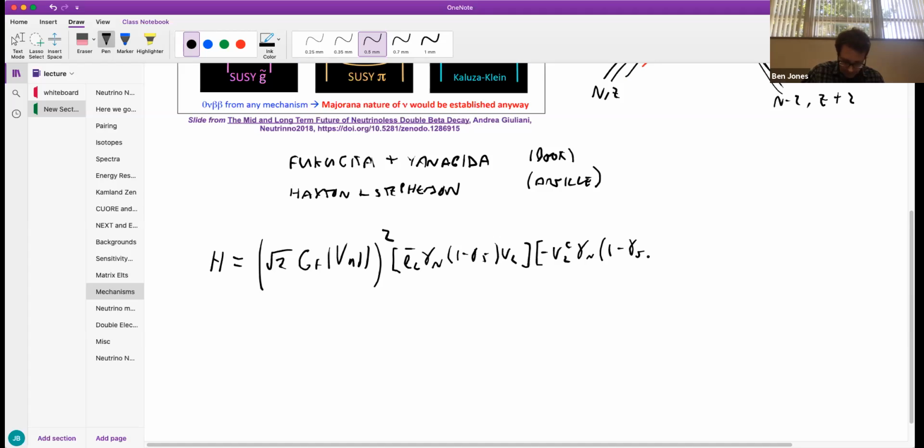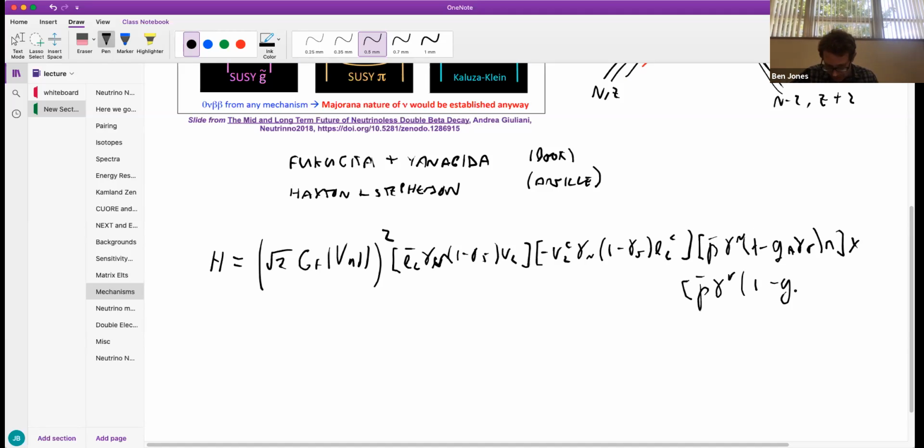1 minus gamma 5. Let's see. And then P, gamma mu, 1 minus, so this is supposed to be a nu, 1 minus GA gamma 5, and then I'm going to run out of space for the last one, but it's P bar, gamma nu, 1 minus GA gamma 5, N. Okay, so this is the Hamiltonian that's going to drive the thing.